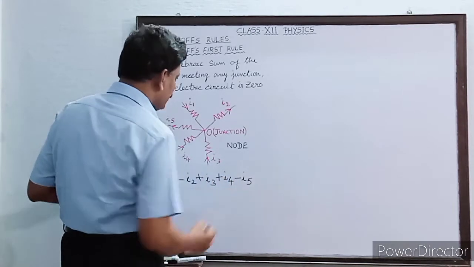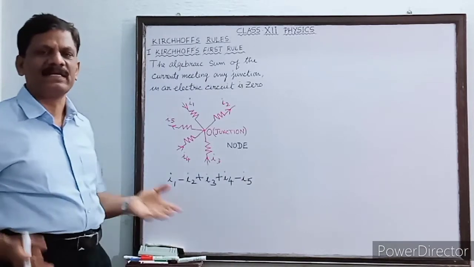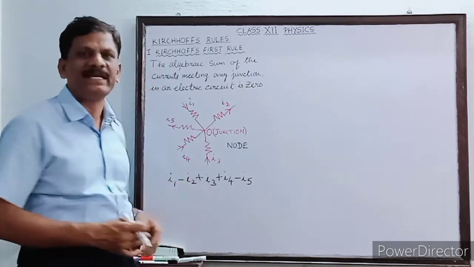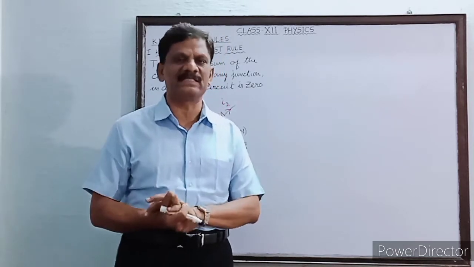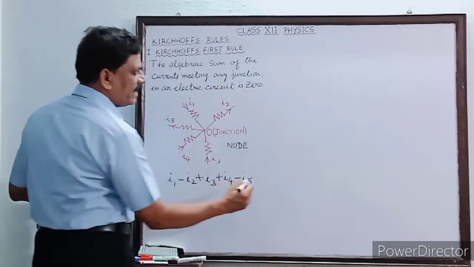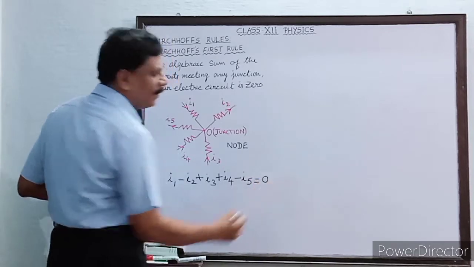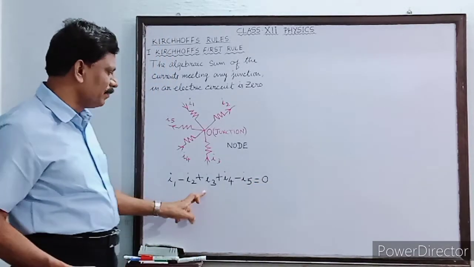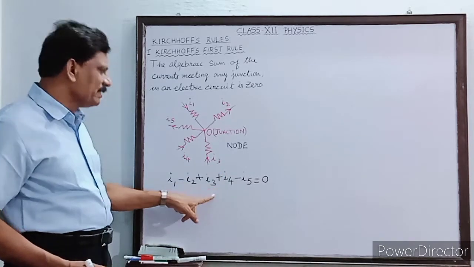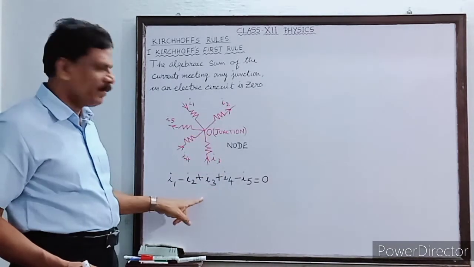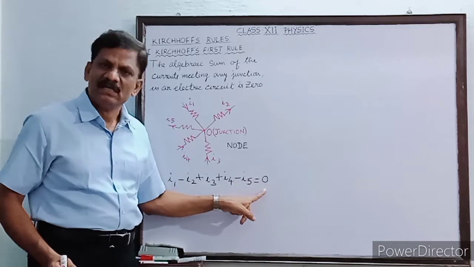So you see that I have added the currents. Some currents are positive and some currents are negative, and the sum of all these currents is called what? Algebraic sum of the currents. And according to the statement, this must be equal to what? 0. So this is the mathematical form of the algebraic sum of the currents meeting at the junction O, and that is equal to 0.